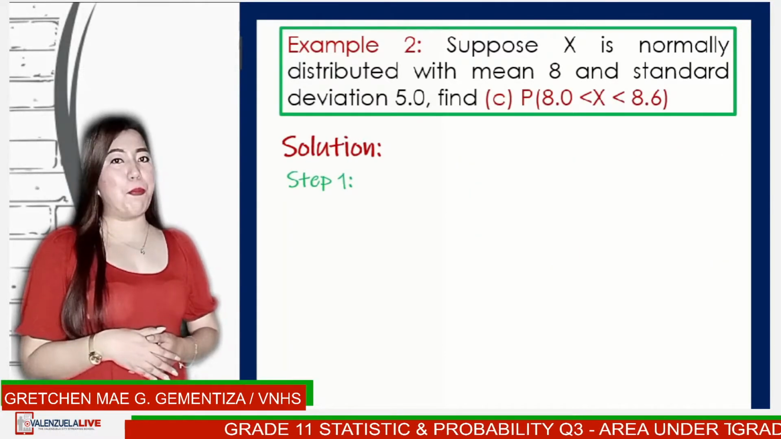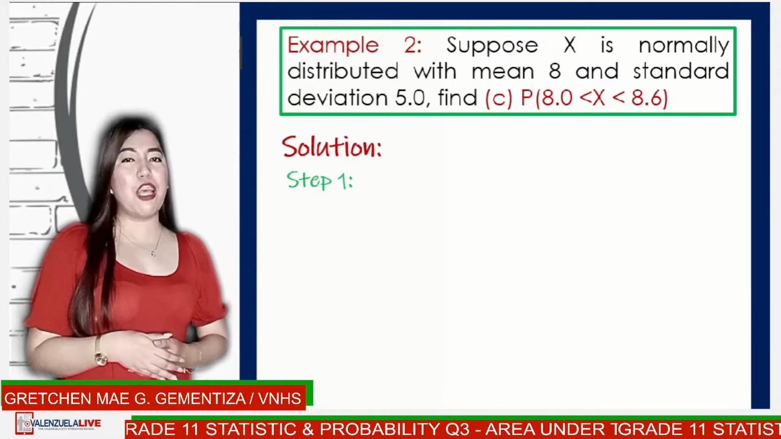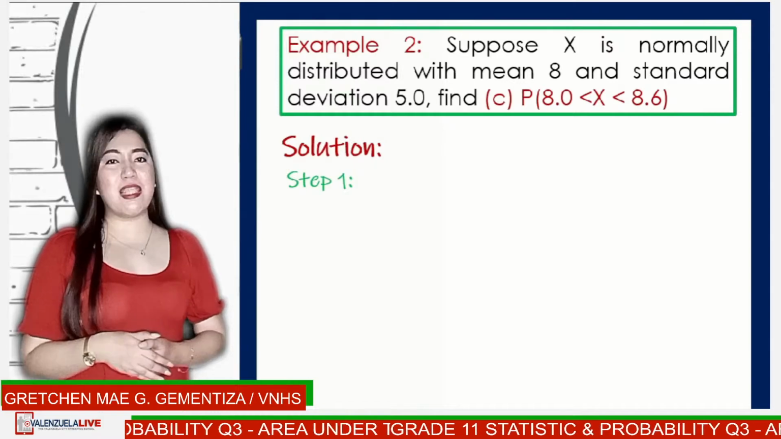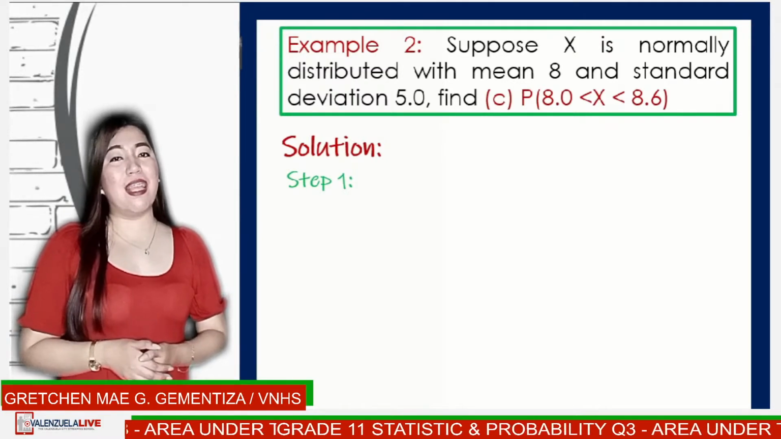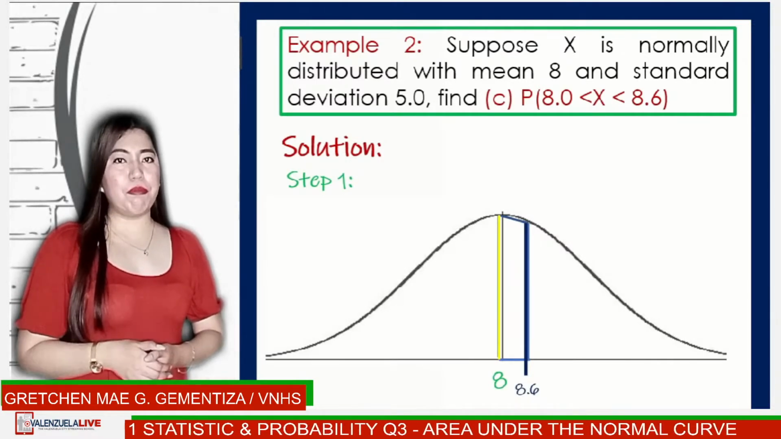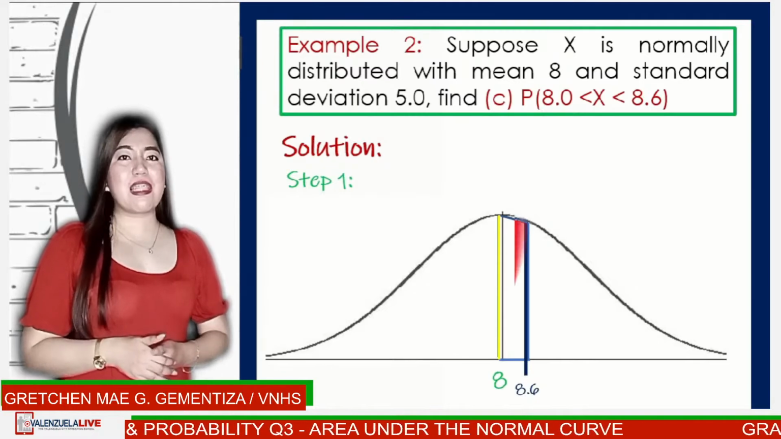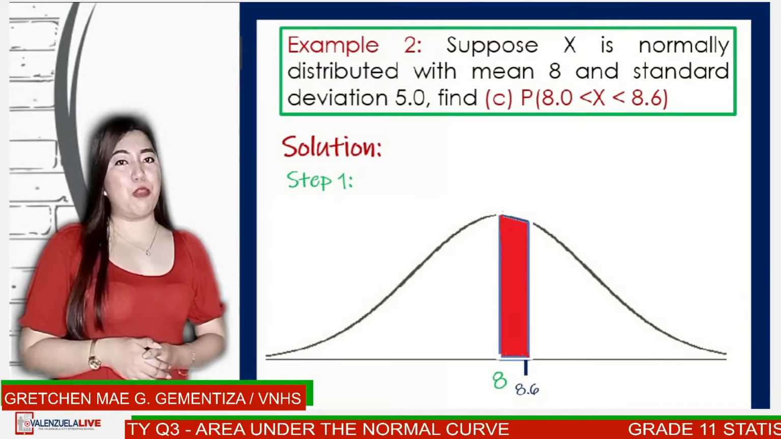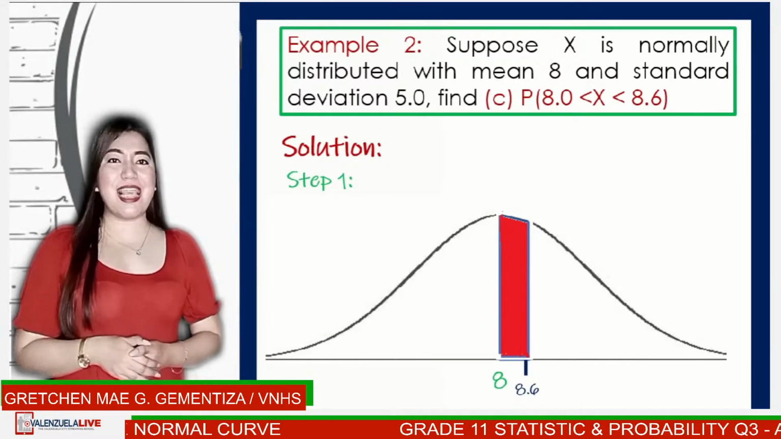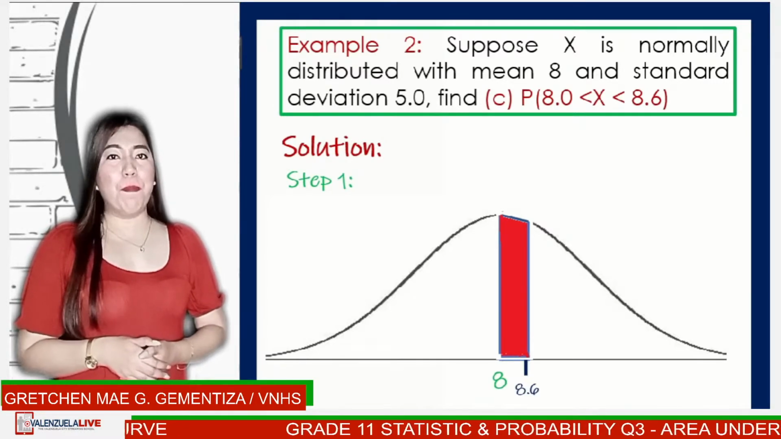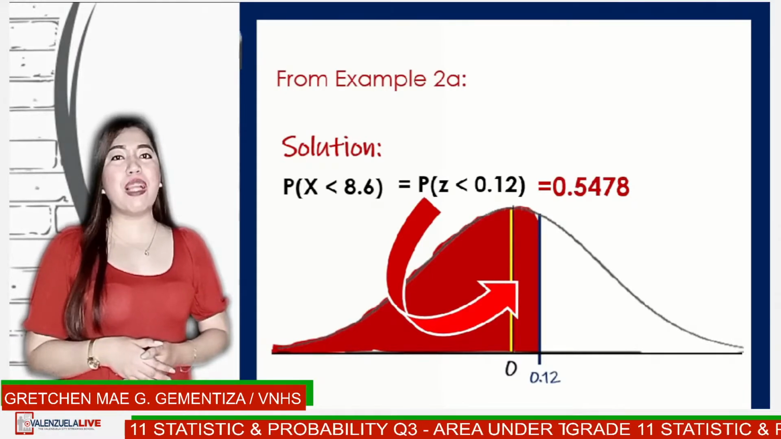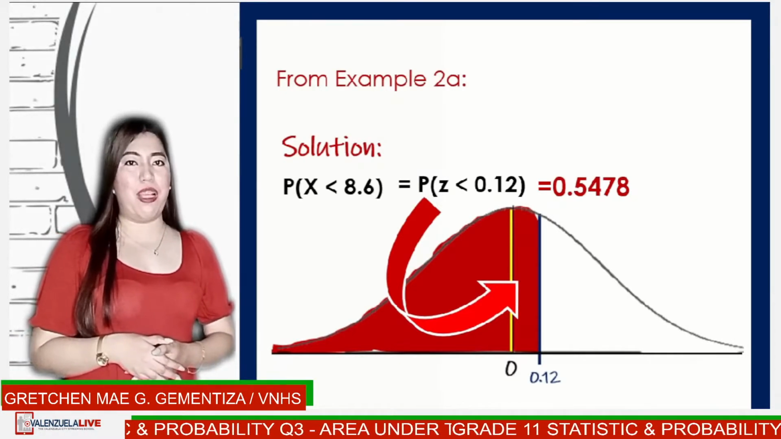The given is the probability of x greater than 8 but less than 8.6. To answer letter C, let us follow these steps. Step 1. Identify the area of the shaded region. Since the given is x greater than 8 but less than 8.6, we will shade the area between 8 and 8.6. Step 2. Again, from example 2a, we already solved the equivalent z-score, which is 0.12.